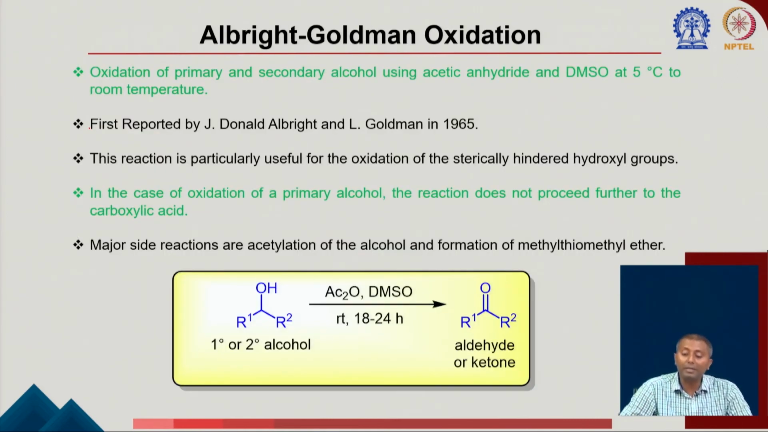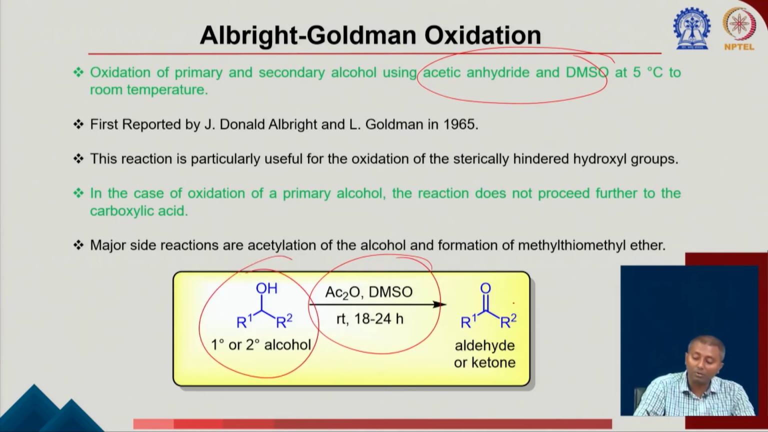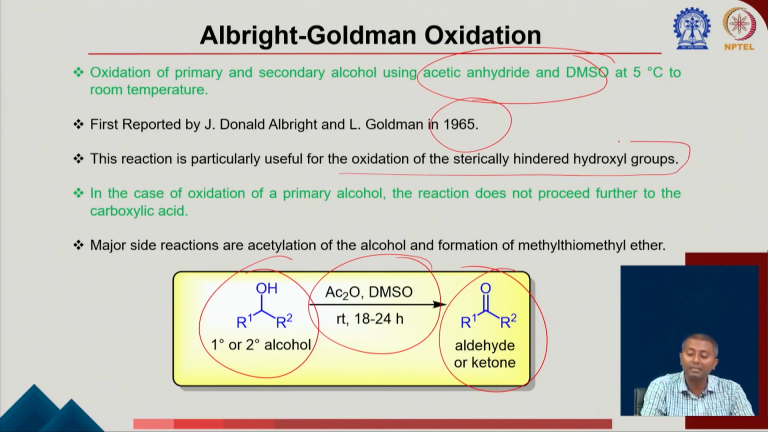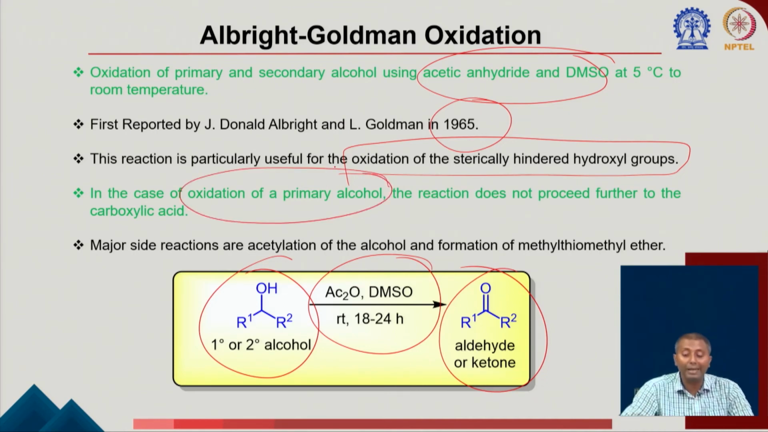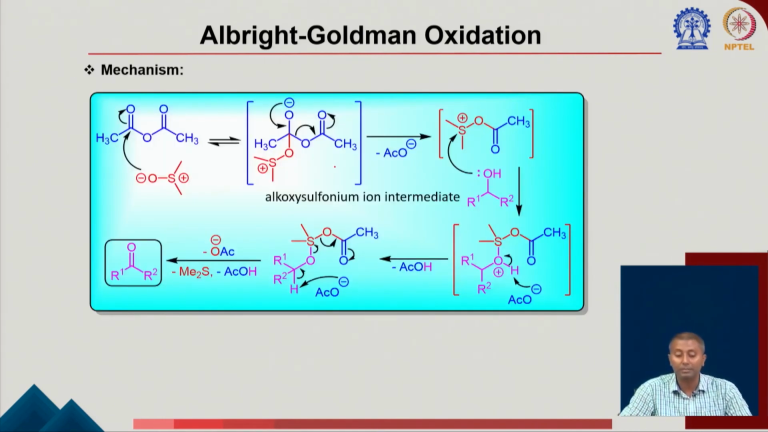The oxidation of primary alcohol can be done with acetic anhydride and DMSO. Again, very simple conditions, and that will introduce you to the Albright-Goldman oxidation. So acetic anhydride and DMSO, sometimes this reaction is done at 4 degrees Celsius. You can convert primary and secondary alcohols to the corresponding aldehyde or ketone. This was discovered by Albright and Goldman in 1965. This can also be useful for sterically hindered hydroxy groups, which can be easily oxidized. Also, after the oxidation of a primary alcohol, this reaction ends at the aldehyde and does not go to the corresponding acid, which you see with some of the chromium based oxidizing agents.